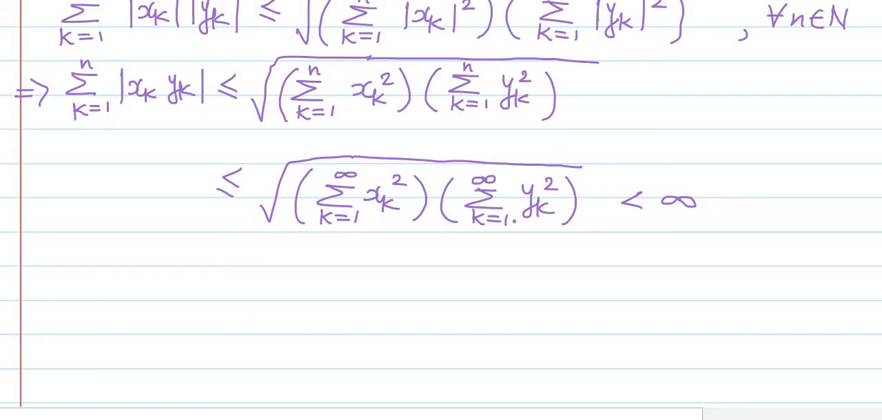So therefore this is less than infinity, and this is less than infinity. What does it mean? It means that the summation over n equal to 1 to infinity xn yn, this series converges absolutely, and we know that every absolutely convergent series is convergent. Therefore the summation over n equal to 1 to infinity xn yn, this series converges.